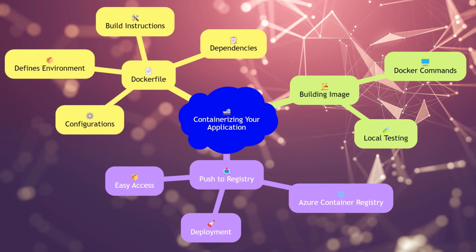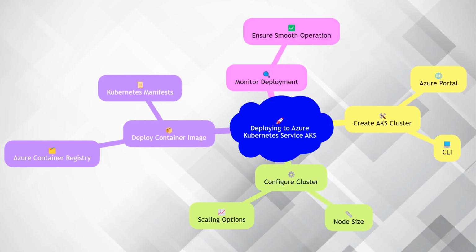Building and packaging your application into a container involves creating a Docker file, which defines the environment and instructions for building the container image. Ensure that your Docker file includes all necessary dependencies and configurations. Use Docker commands to build the image and test it locally. Once the image is ready, push it to a container registry, such as Azure Container Registry, for easy access and deployment.